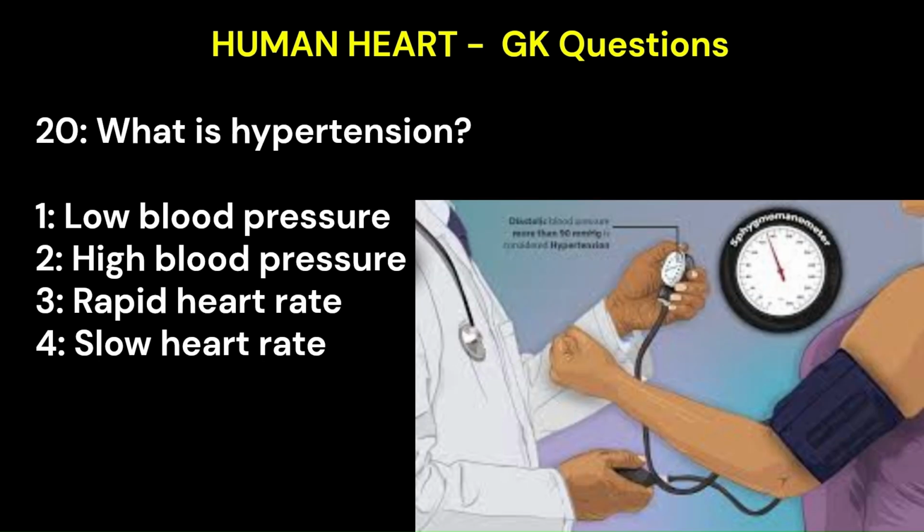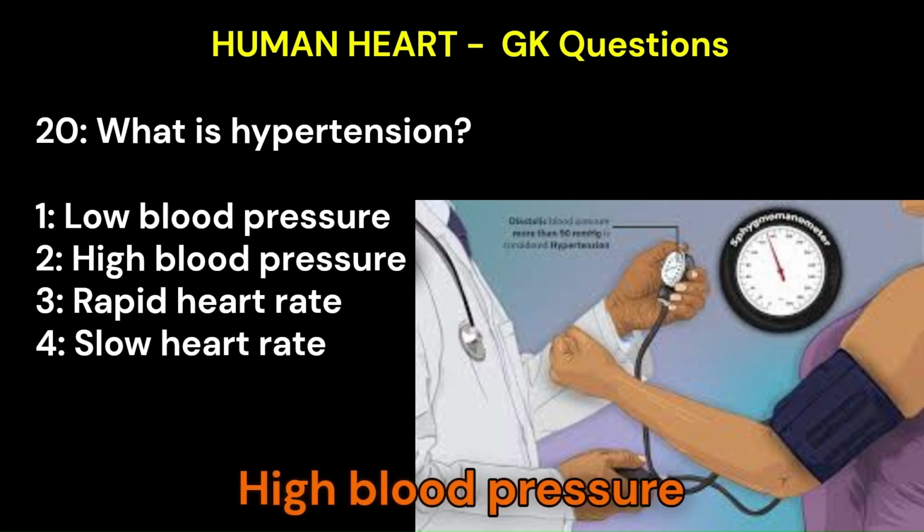Question number 20. What is hypertension? The options are: Option 1, low blood pressure. Option 2, high blood pressure. Option 3, rapid heart rate. Option 4, slow heart rate. The correct answer is high blood pressure.